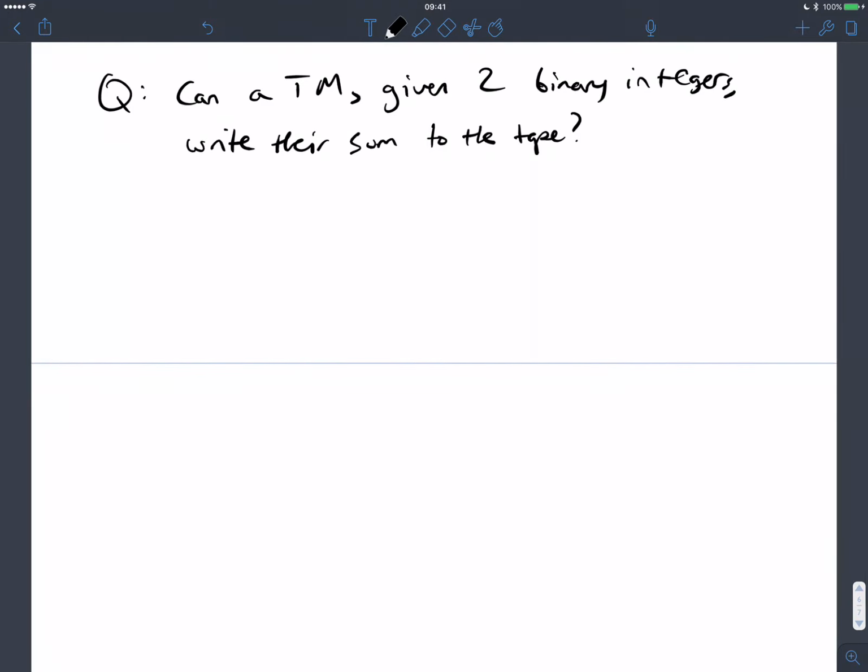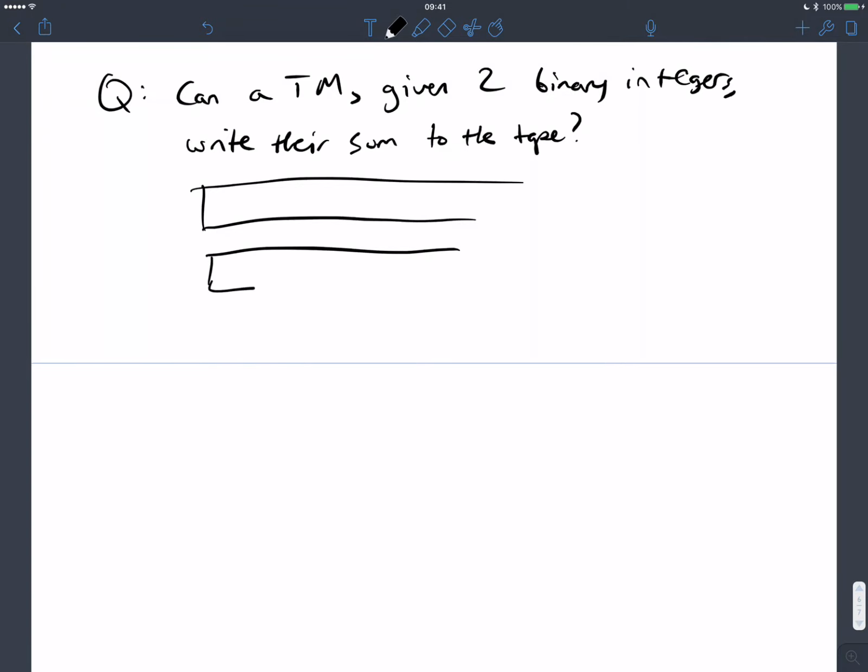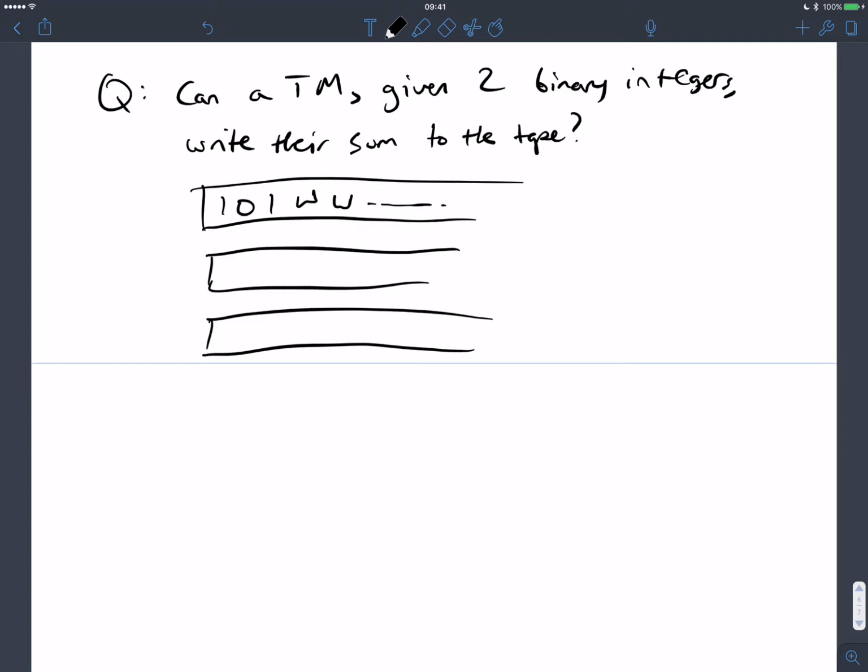Yeah, why not? So can I use 3 tapes? Sure, because we proved that they're equivalent to single tape. So let's have 3 tapes, and let's have the third tape be nothing. Let's say the first tape is 101, and the next one is 1100, and I want to compute their sum onto the third tape.